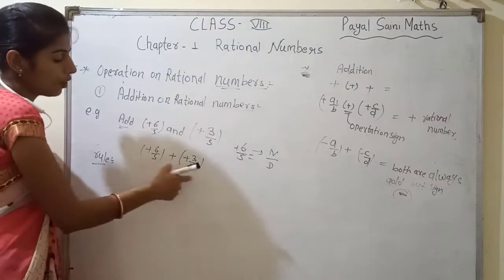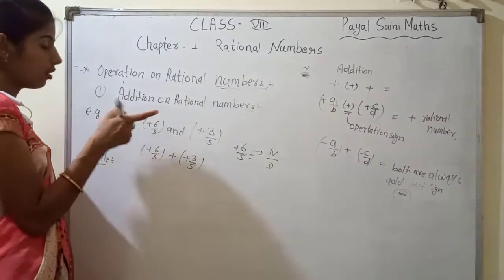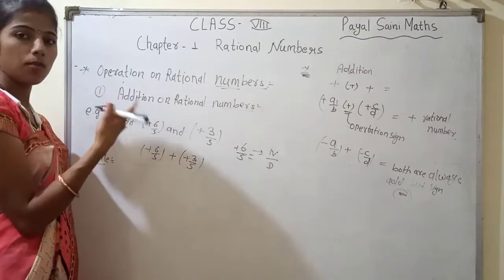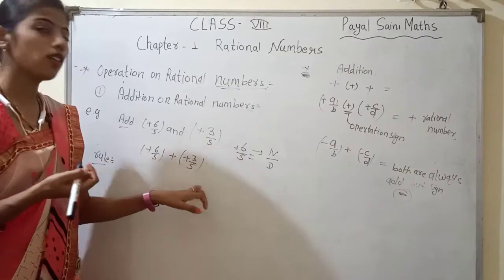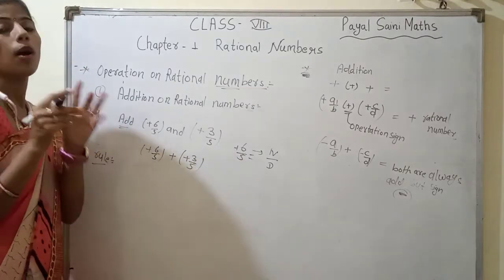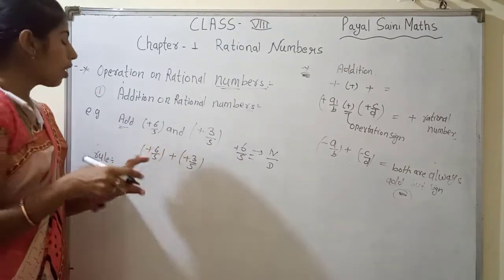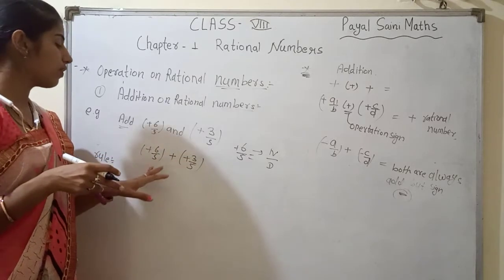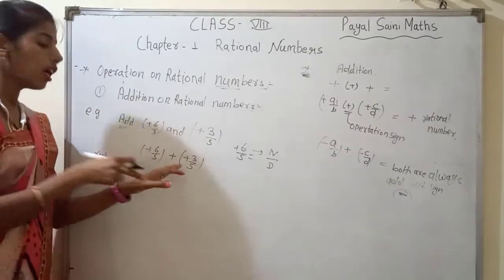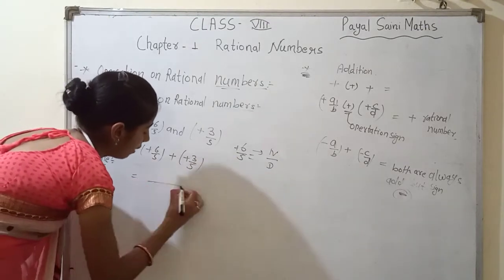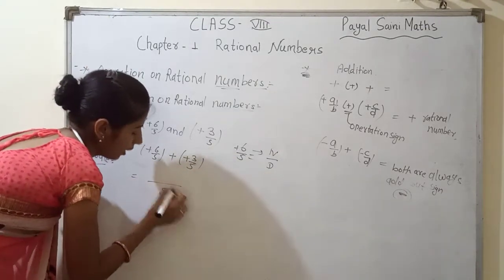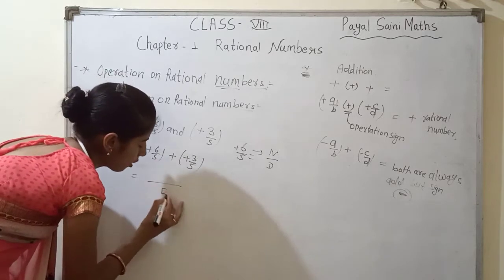Now in addition, subtraction, multiplication and division, if your denominators are not the same, then the first rule is to make your denominators equal. In the first example, both denominators are equal, so we simply add. If the denominators are equal, then directly write the denominator.